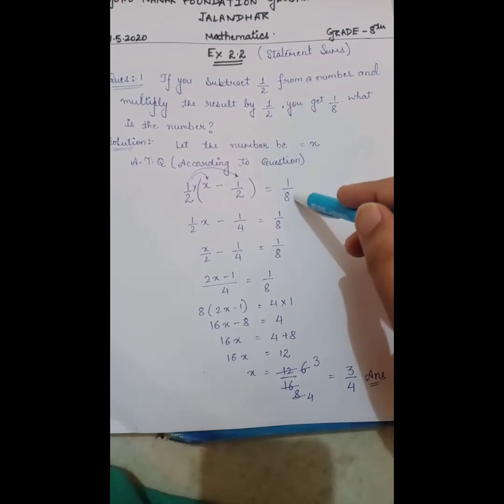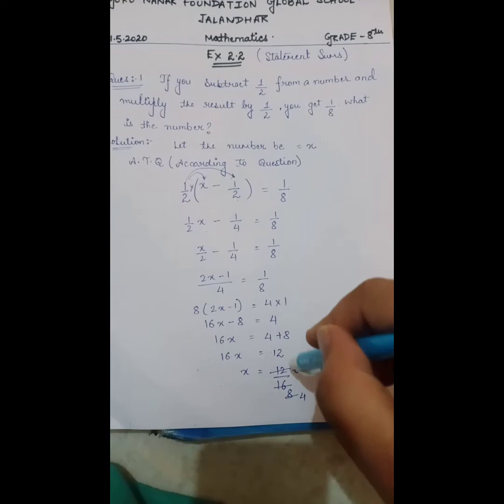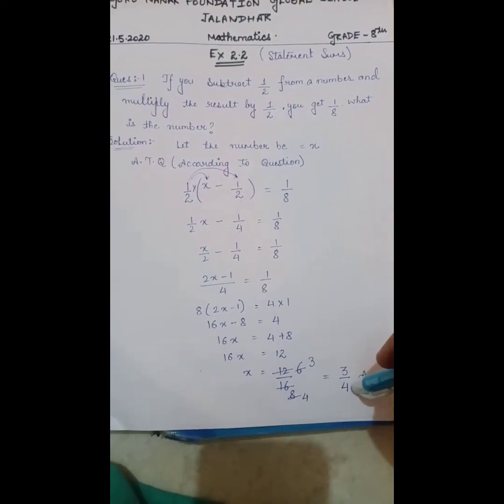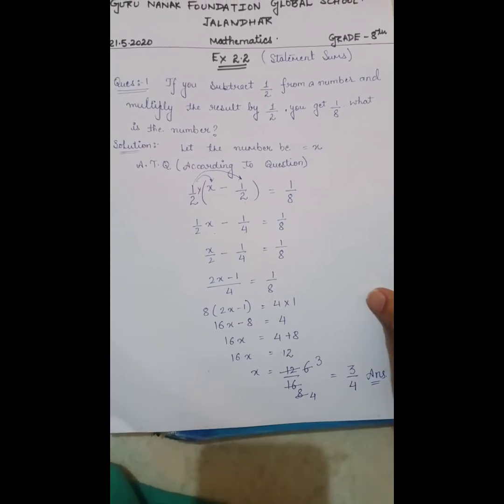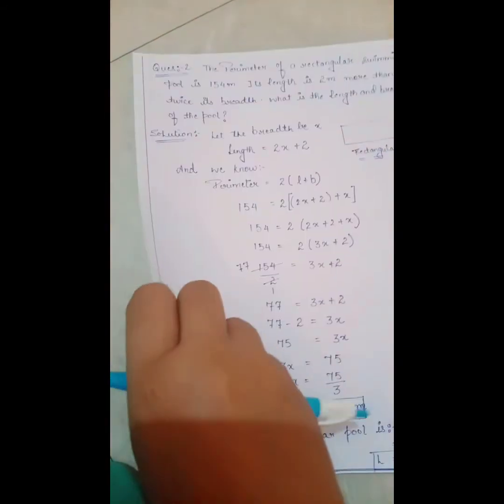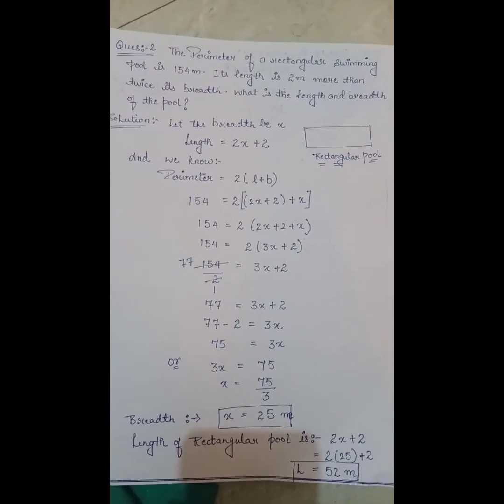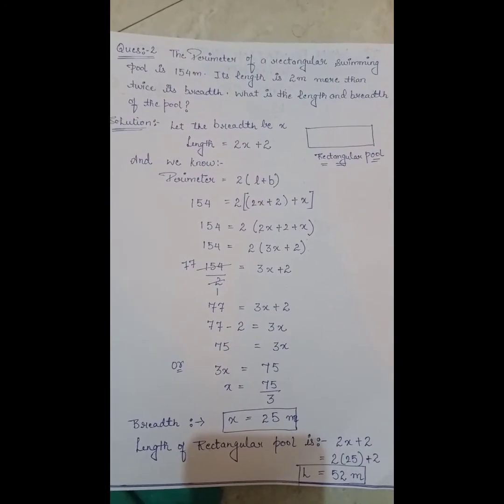You have to create this one, and after that solve it simply, and you can easily get your result. Okay, so let's start with question number 2. This is also a story sum. The perimeter of a rectangular swimming pool.